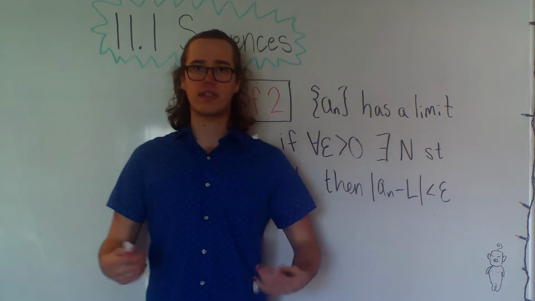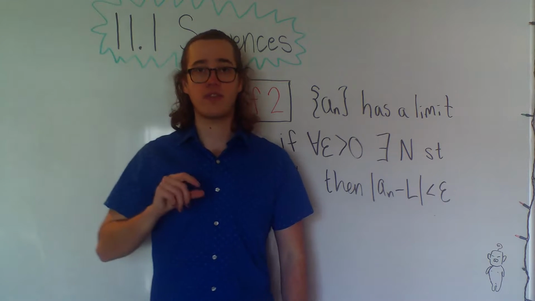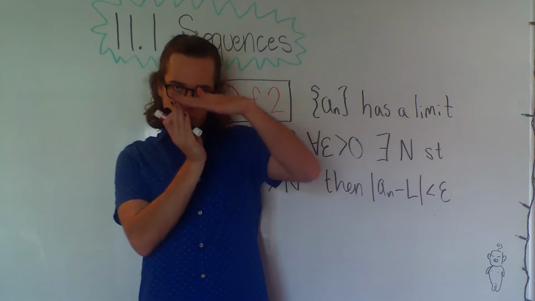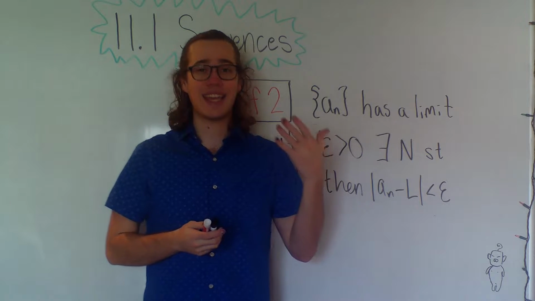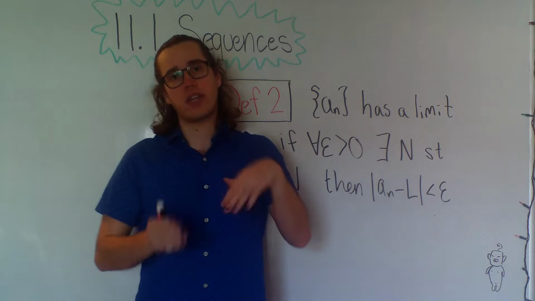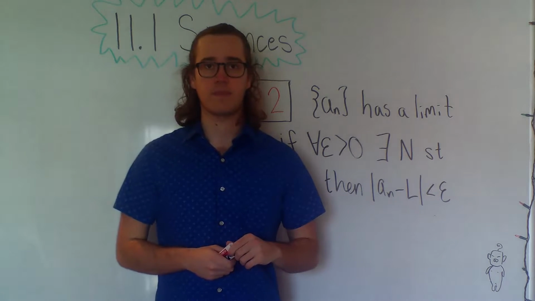And essentially, what's that saying? Well, as your number n gets sufficiently large, the space between L, which is our limit, and an, which is our sequence approaching the limit, gets so small that it approaches 0, or is a number less than epsilon.